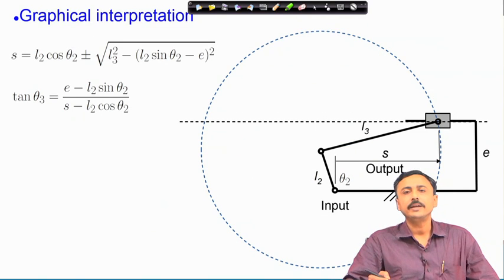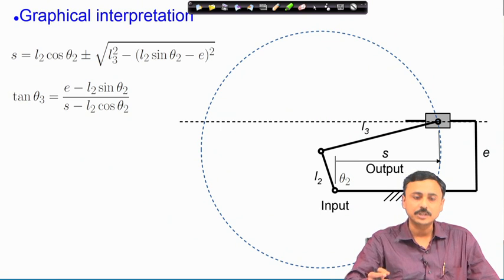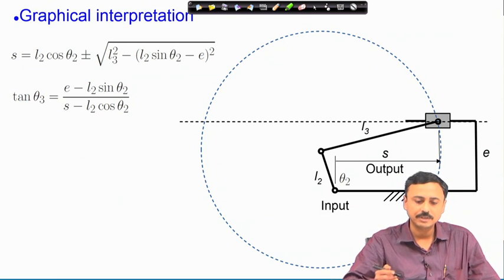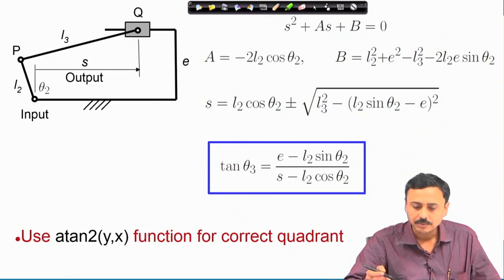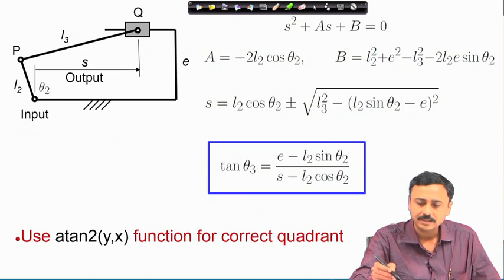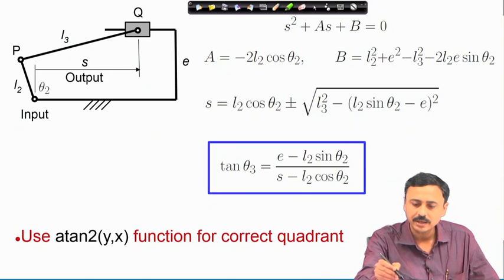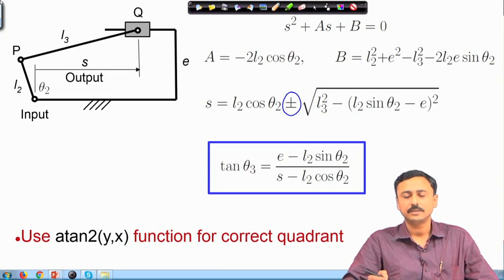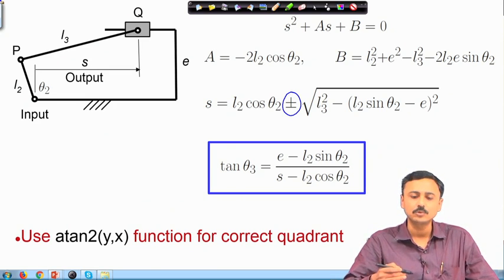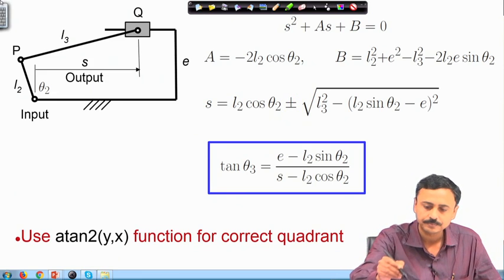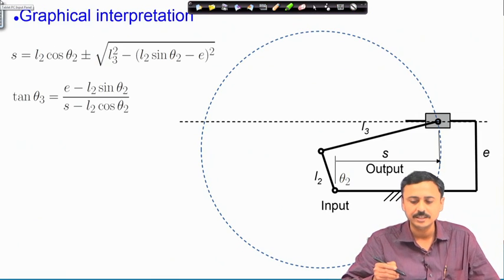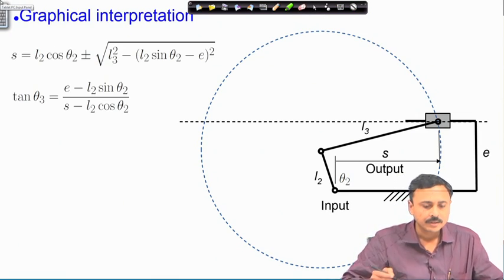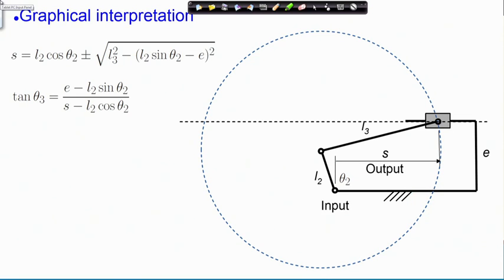Now, how do I interpret the solution? There can be two solutions, as you can very well figure out, because S is obtained from a quadratic equation, and here we have this plus or minus. There are two solutions for S and hence two solutions for theta 3. Now, how do we interpret these two solutions? Here I have written out the solutions.